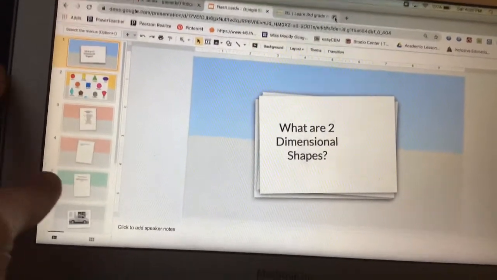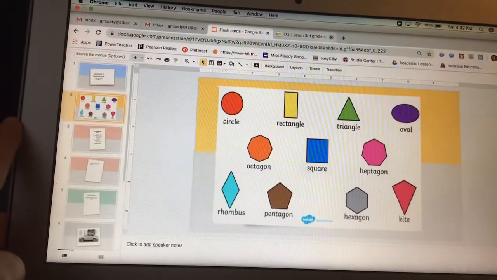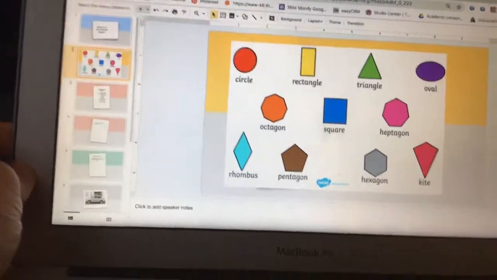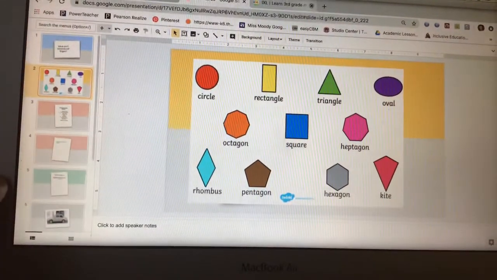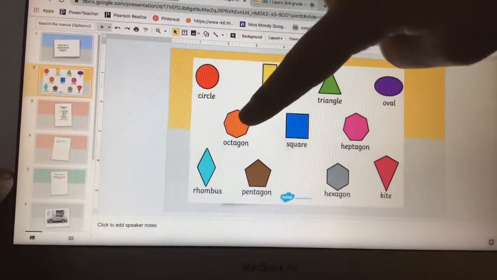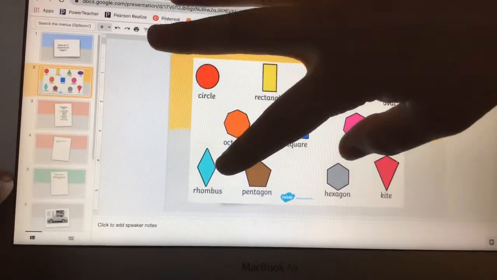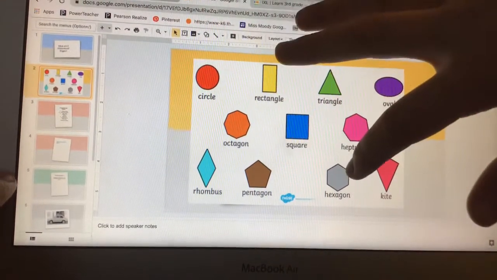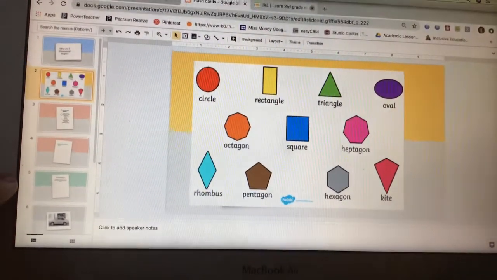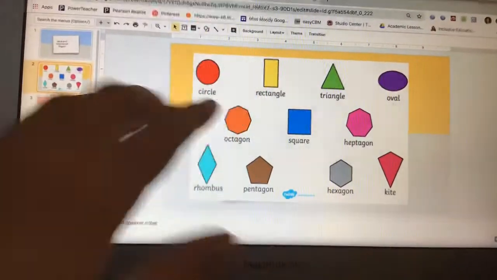Okay, so what are two-dimensional shapes? I'm sure you probably already know about them. Here are some two-dimensional shapes right away. Okay, circle, rectangle, triangle, oval, octagon, square, heptagon, rhombus, pentagon, hexagon, and the kite. There's also a bunch more that we're going to learn about. These are just some of the two-dimensional shapes.